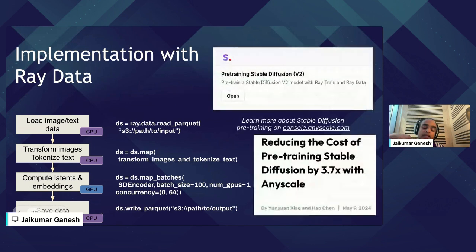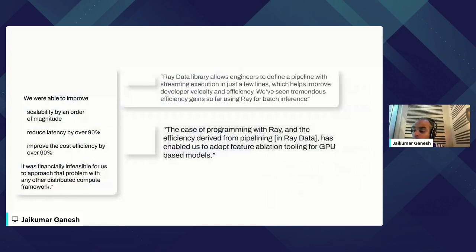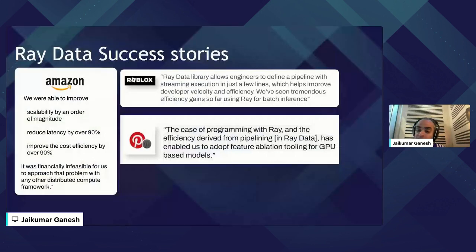If someone wants to try this out, this entire example is available as a template. You can run it for free, and we were able to show that we reduce the cost of Stable Diffusion by 3.5x using Ray Data. Many companies have used Ray Data. We have Amazon, which was able to reduce latency and improve cost efficiency. Roblox uses it. Pinterest has seen benefits with Ray Data on their GPU-based models.